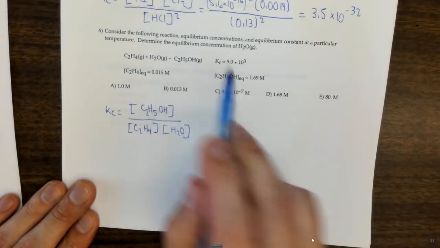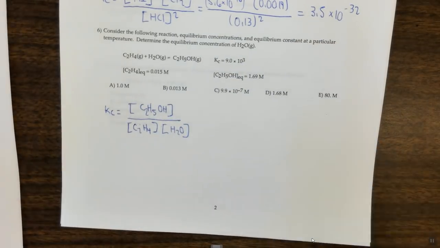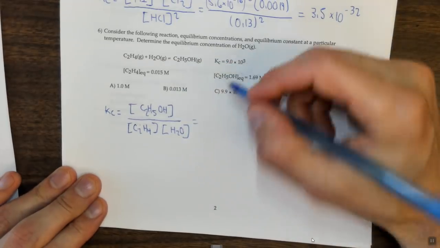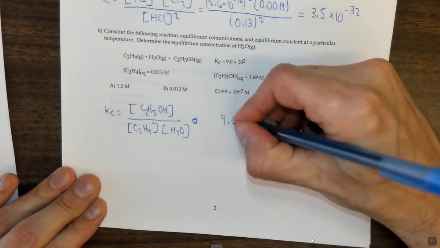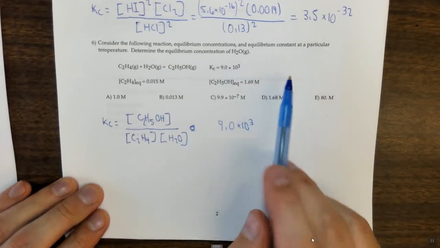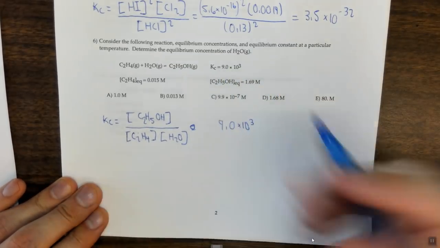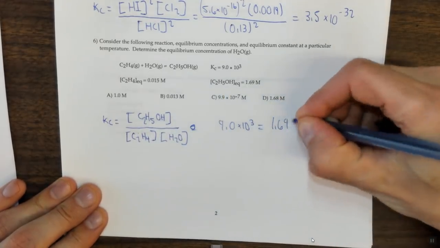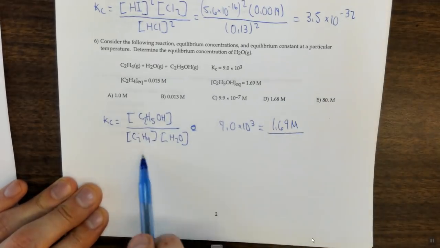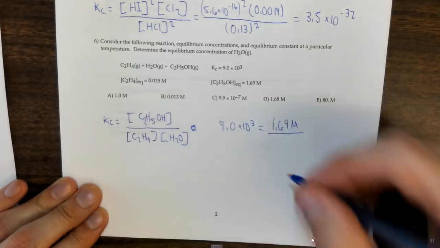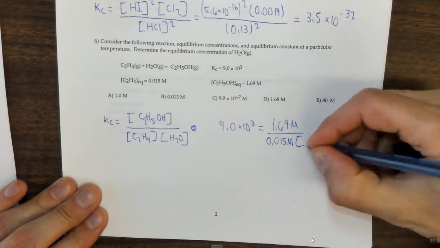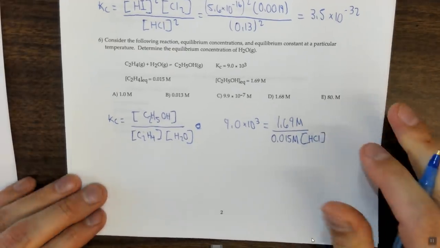Since there's one of everything, they're all raised to the first power, and we don't have to worry about that. Now let's plug in what we know. What we know in this case is the Kc, so 9 times 10 to the 3, because the Kc is given in the problem, equals the concentration of ethanol, which is 1.69 molar, over the concentration of ethene, which is 0.015 molar, times the concentration of HCl, which is the X, which is the variable.